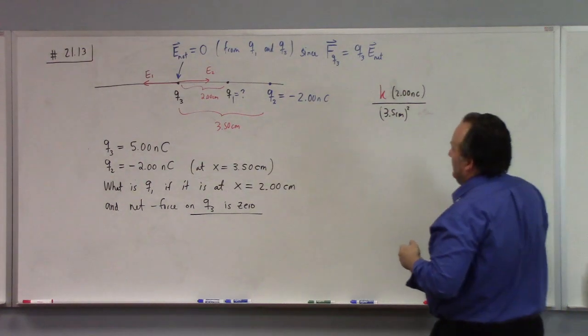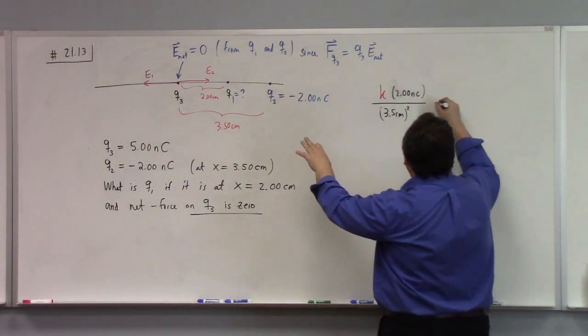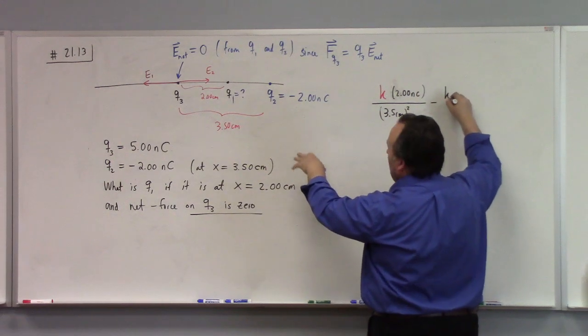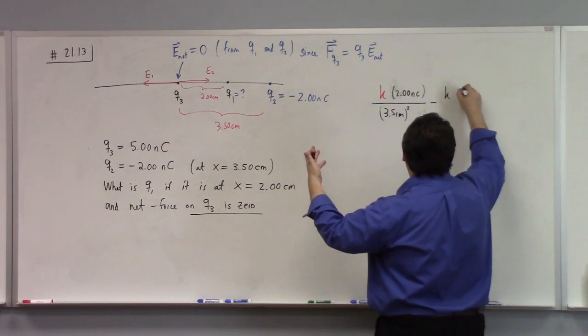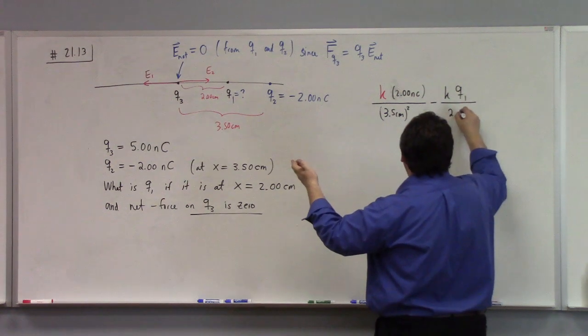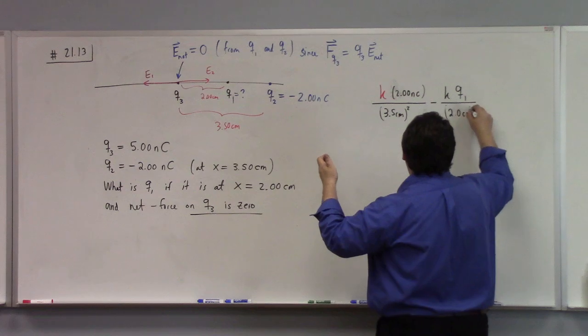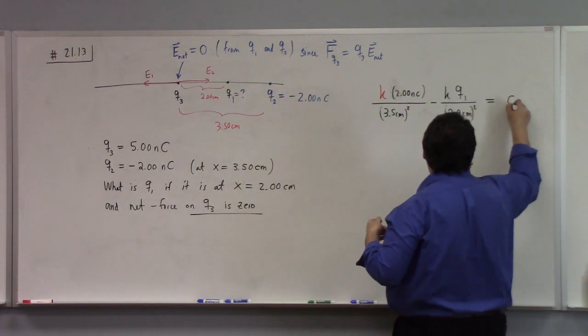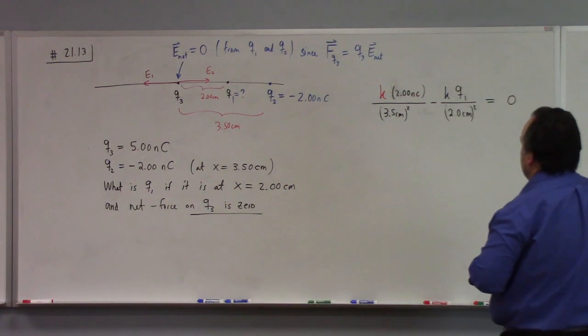So now Q1 would be minus K. Q1, did we know what Q1 is? Oh, we don't know what Q1 is. Yeah, that's what you're going to find. But we do know that it's 2.0 centimeters squared, right? And we know that all works out to 0.